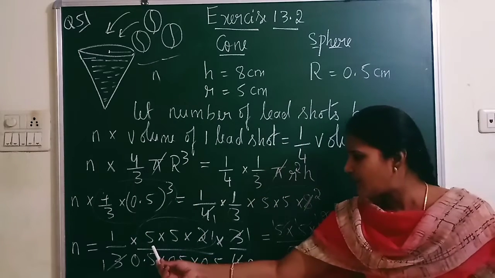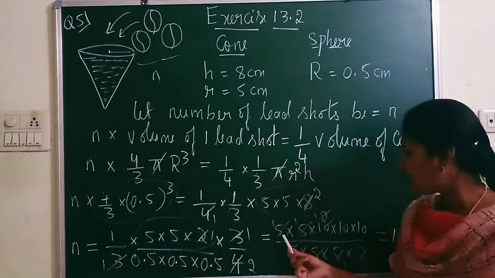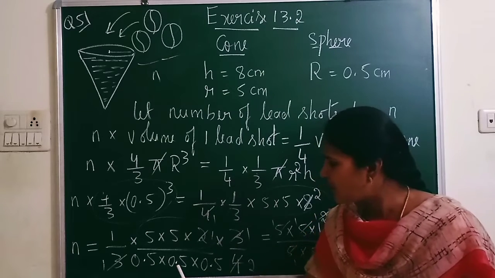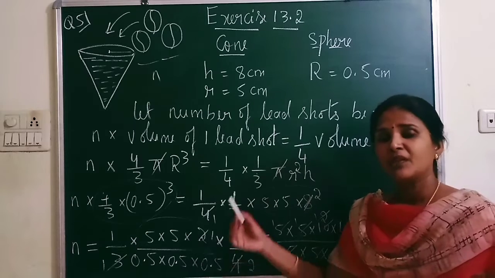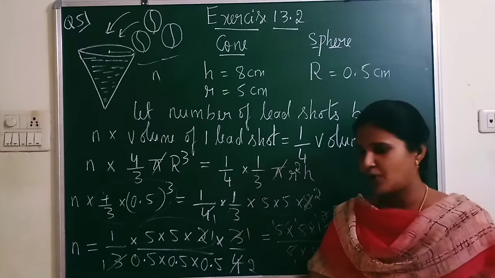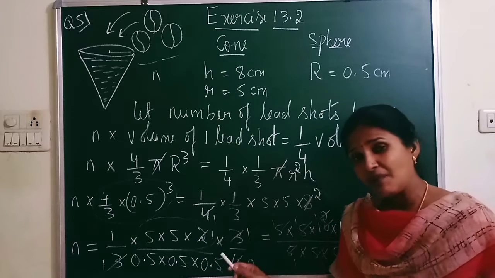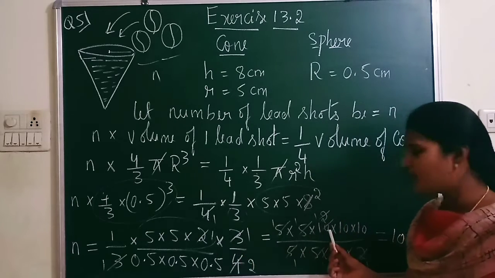What is numerator left here? 5 into 5, right, 5 into 5 as it is. And denominator you have 0.5 into 0.5 into 0.5. When you remove the decimal point, it becomes 5 by 10, 5 by 10, 5 by 10. After reciprocal, the 10 will come in the numerator.